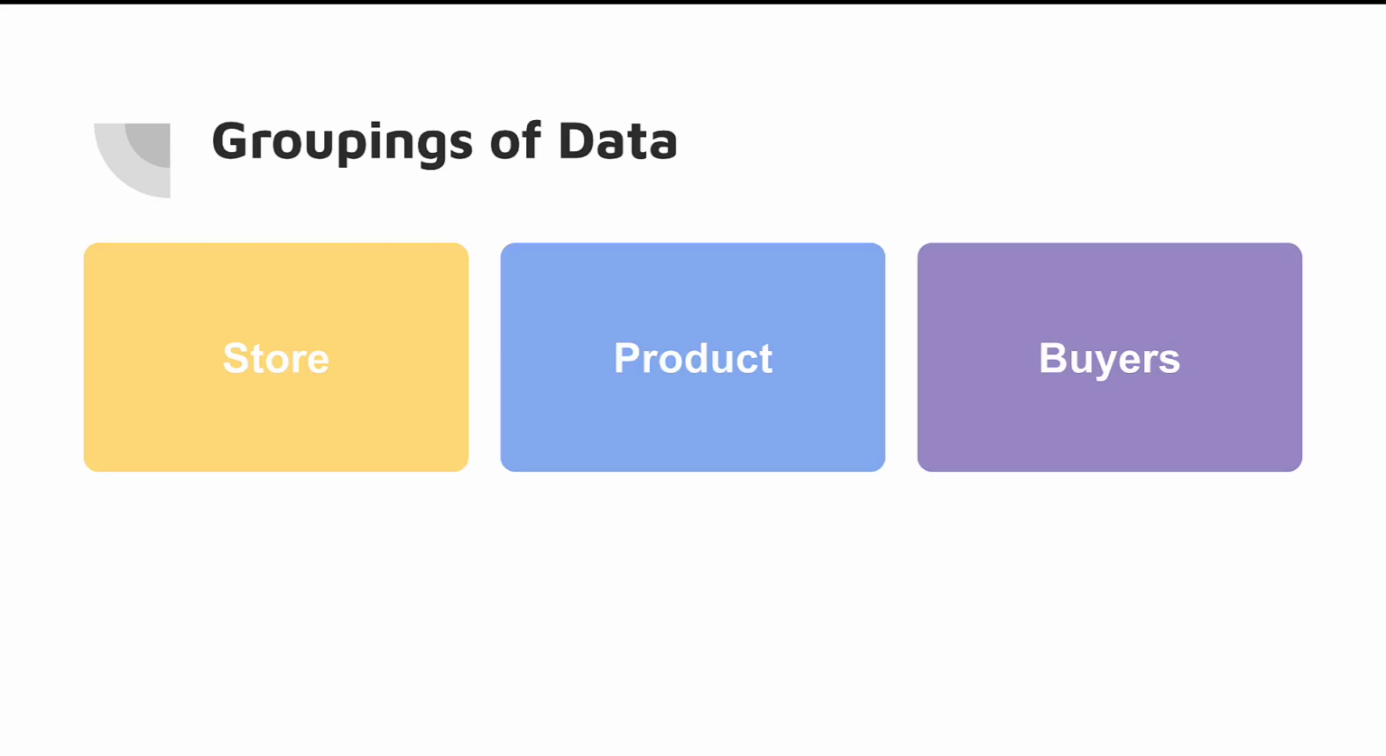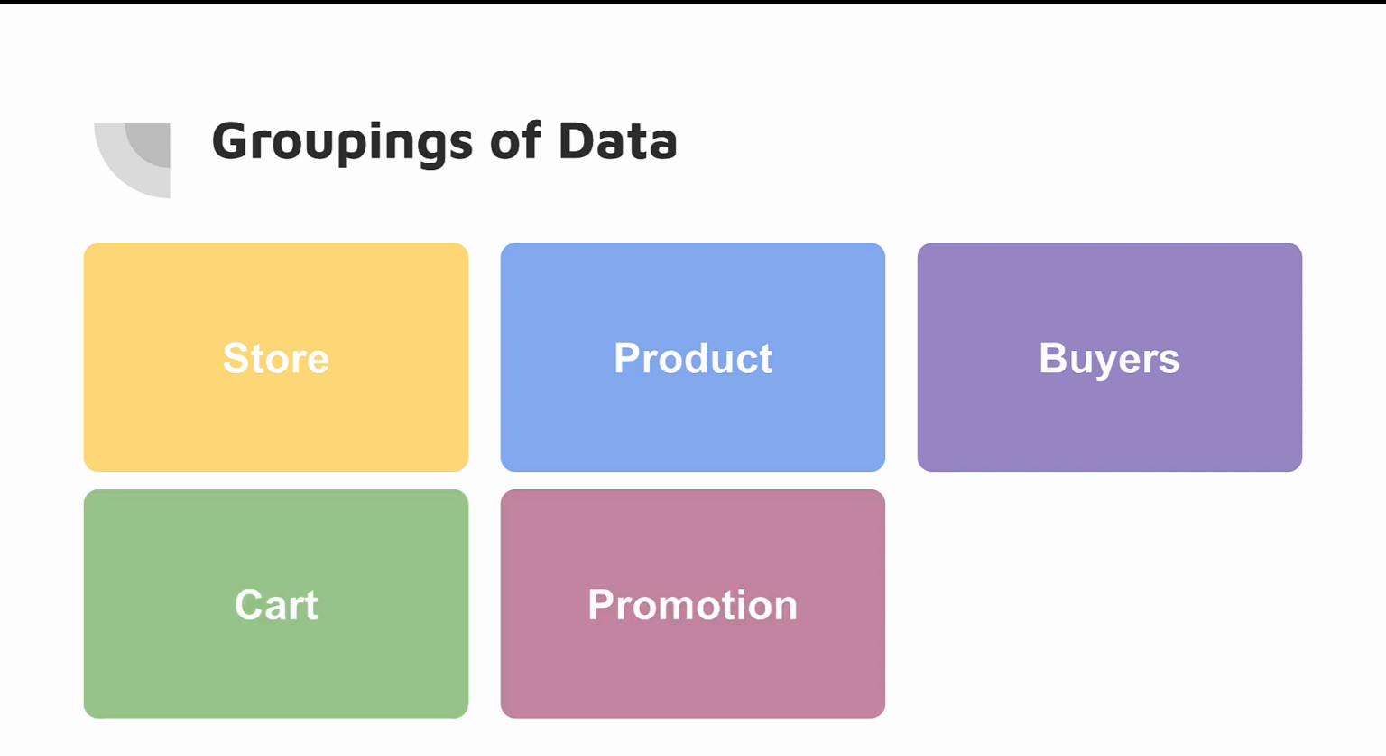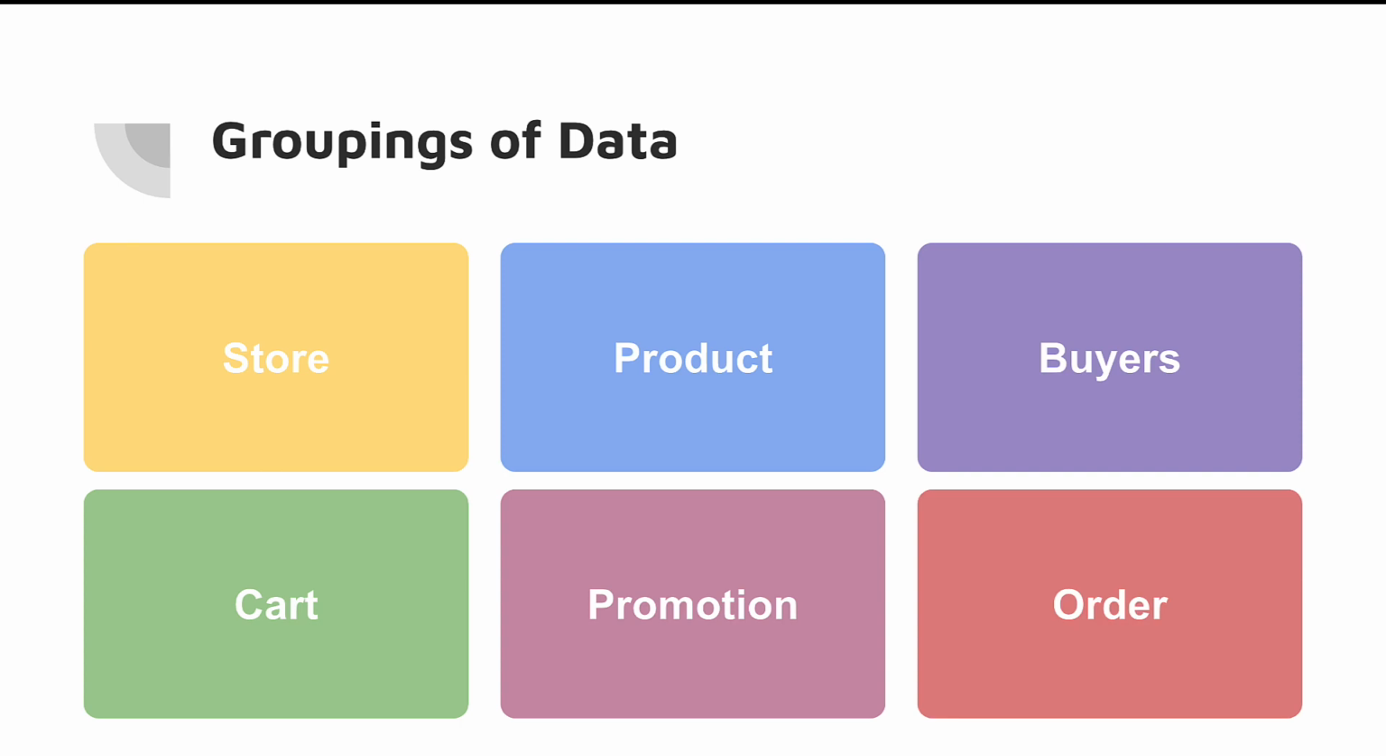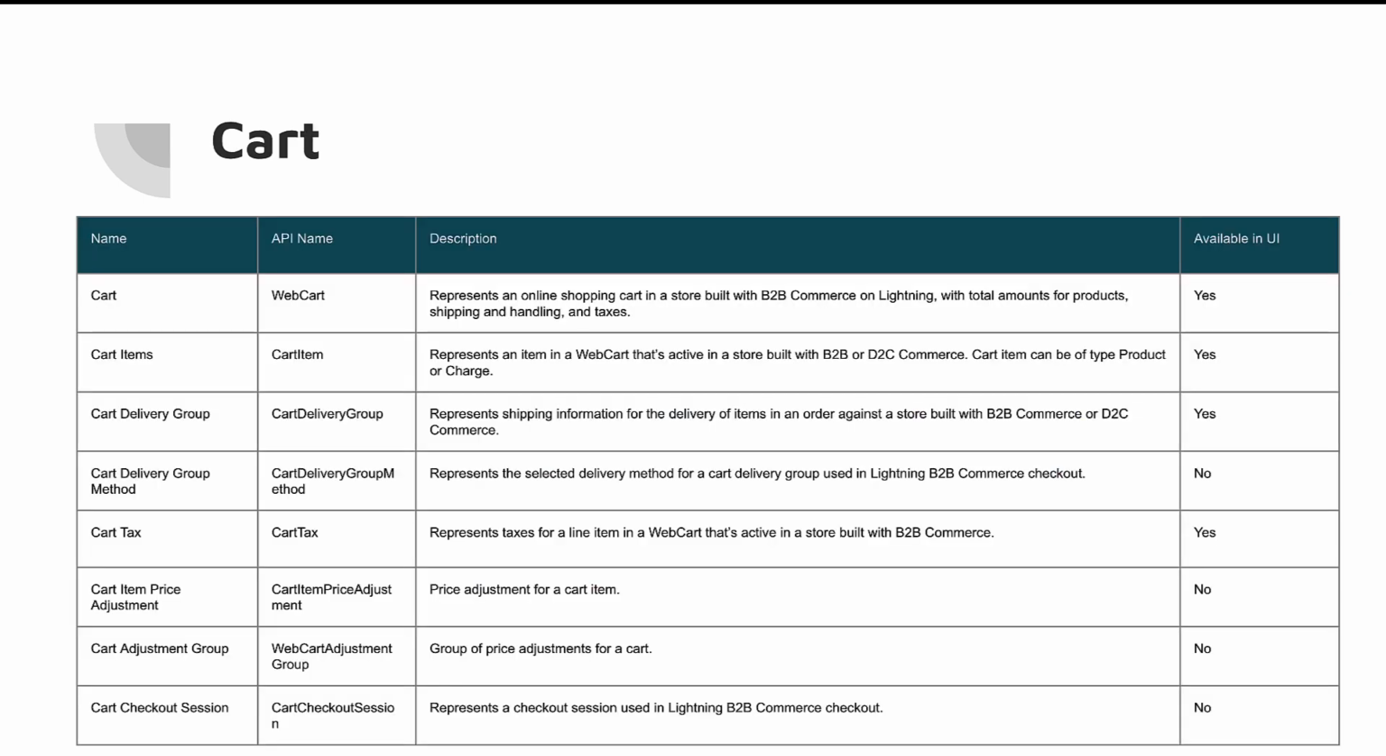So today we're going to be covering the three last groupings that we didn't talk about last time. The first being cart, we'll then go into promotion, and then into order. Now let's begin with cart. Now cart is one of the most essential objects inside of the commerce space because this allows a person to place an item in a cart, signifying they actually want to purchase this.